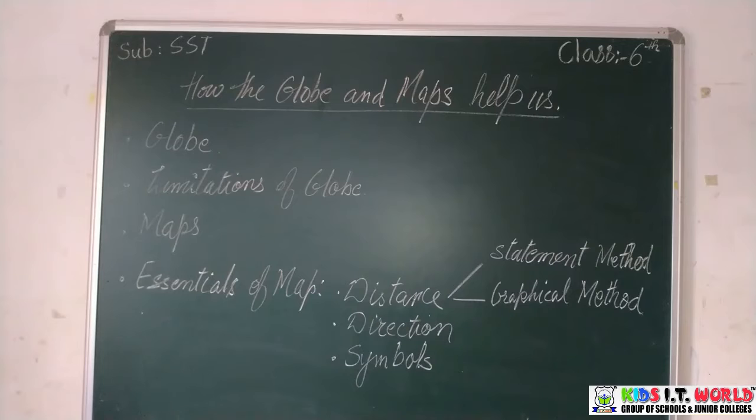Alright, so whenever we see a photo, it's normally a two-dimensional photo. We cannot figure out the earth is round in it. So a globe gives you a clear picture because it's a replica, it's a small model of the earth. Okay, now when we see a globe, what do we see? We see name of the countries, name of the continent, name of the oceans, right?